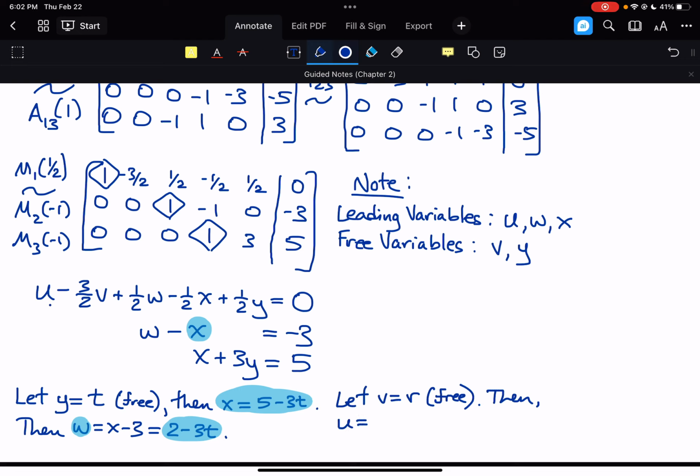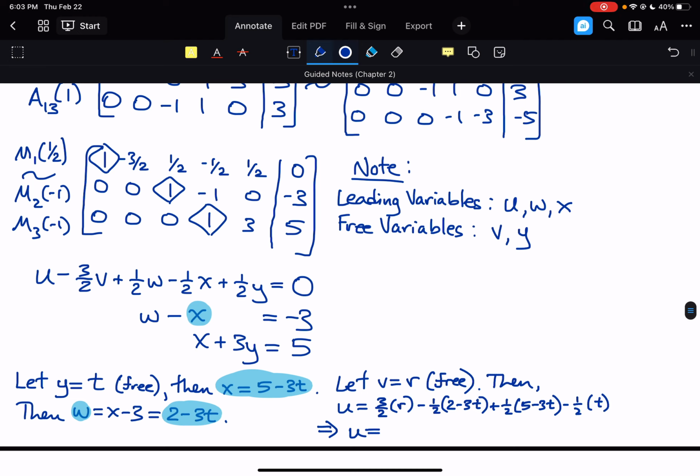Then u is going to be equal to, this is a pivoted column, so u will be in terms of all of these, but all of these are in terms of r and t. So if we add and subtract all of these over to that side of the equation, we get u equals 3 halves v, but instead of v, it's r, minus 1 half times w, which is 2 minus 3t, plus 1 half x, which is 5 minus 3t, and then minus 1 half y, which is t. So if we simplify all of this down, this is going to give us u equals 3 halves plus 3 halves r minus 1 half t.